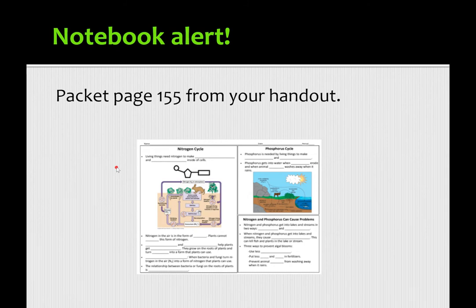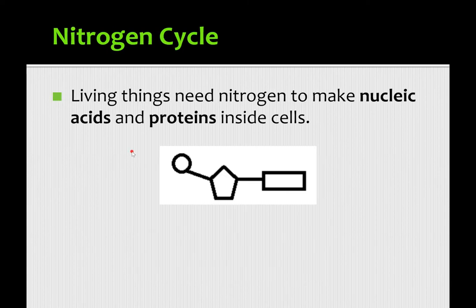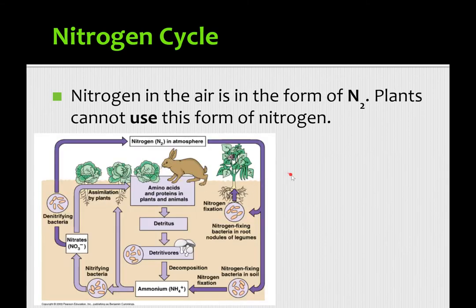So next notebook page, let's take a look at the nitrogen and the phosphorus cycles. So starting with the nitrogen cycle, all living things need nitrogen in order to make nucleic acids and proteins inside our cells. So remember, we've got our nucleic acid here, which could be DNA or RNA. But nitrogen in the air is in the form of N2 or nitrogen gas, and plants cannot use this form of nitrogen.